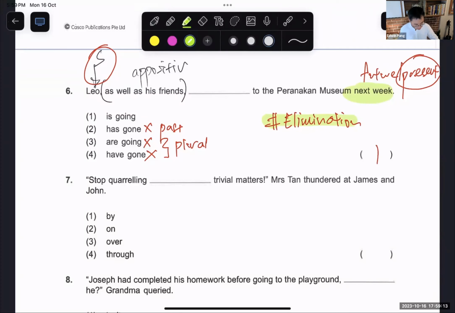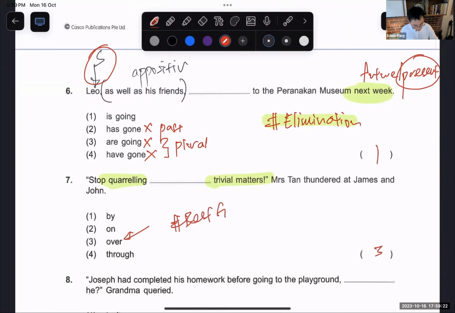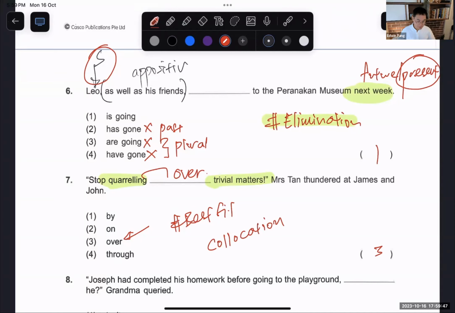So stop quarreling over trivial matters. I'm just going to use best fit here because quarreling is over. Now, if you don't know this answer, if you got it wrong, that means that you are not reading enough books. There is literally no grammar rule to govern this except exposure. You must be exposed to a lot of reading before you understand what is called collocation. Collocation means certain words always come together. In this case, the word quarrel and the word over is a collocated word, meaning they always come together. They're like husband and wife.